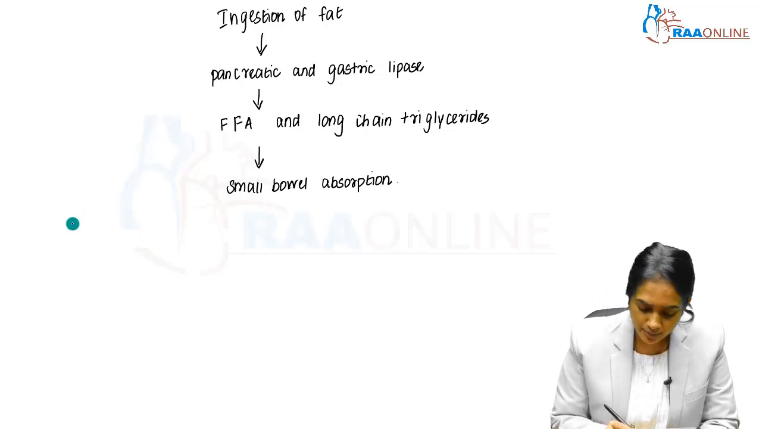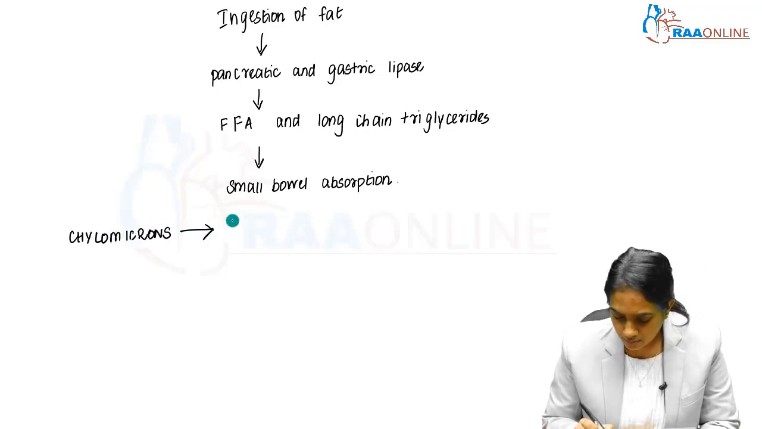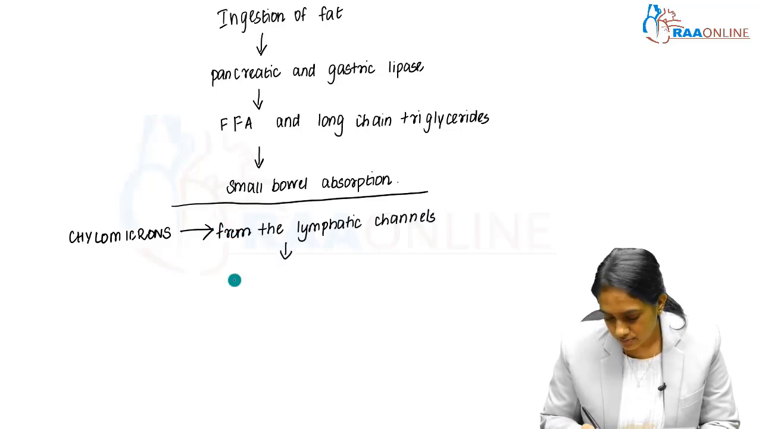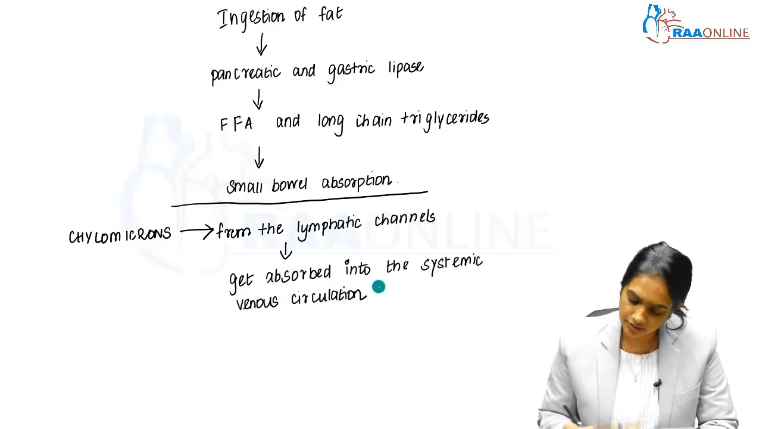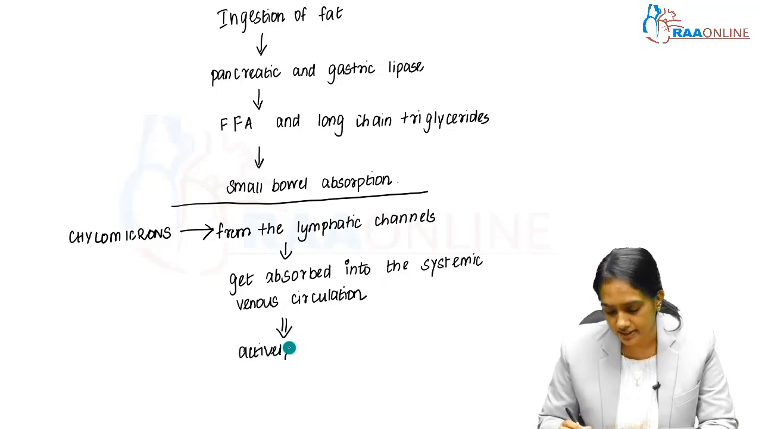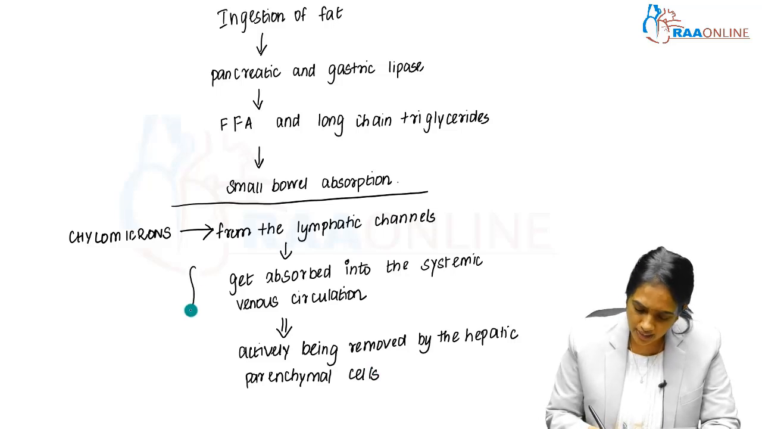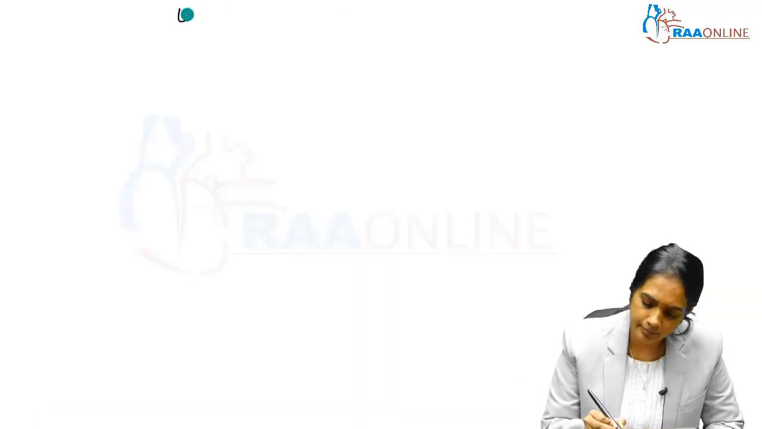And meanwhile, what happens? We all know chylomicrons. These chylomicrons get absorbed from the lymphatic channels into the systemic venous circulation. They're being actively removed by the hepatic parenchymal cells. During this process, lipoproteins are being released.